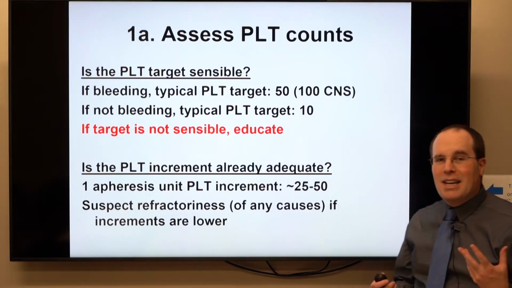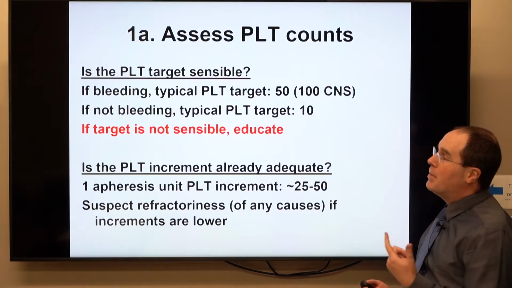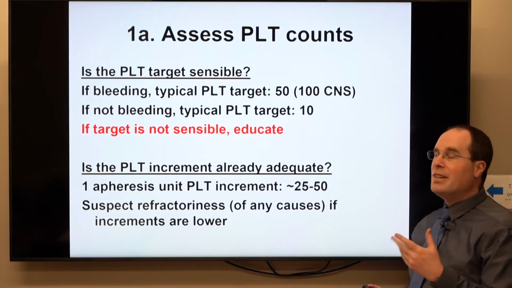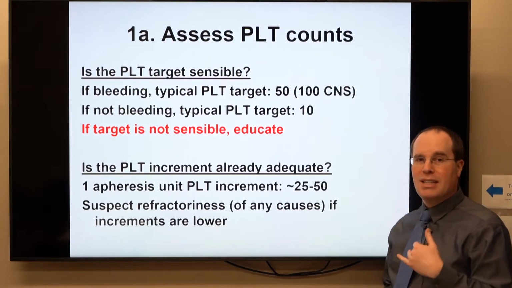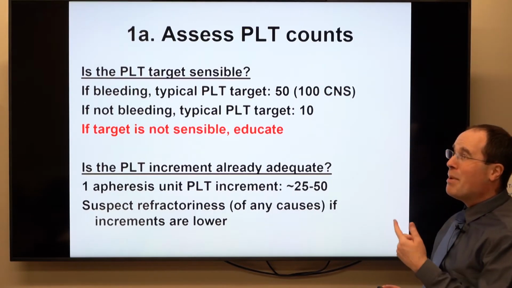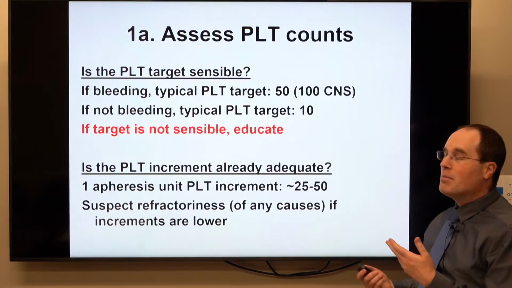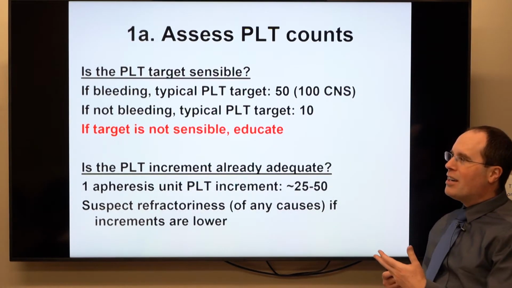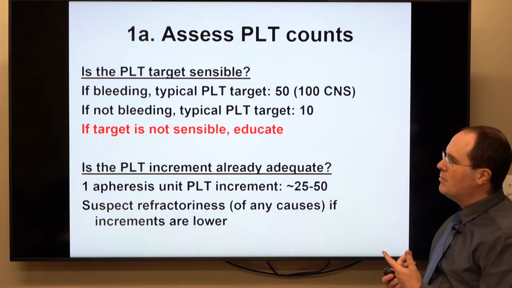So some of the things I think about are: number 1, is the platelet target sensible? Meaning, if the patient's bleeding, typically a platelet target is about 50, or 100 if it's dealing with brain bleeds, eye bleeds, CNS bleeds in general. If the patient's not bleeding, a common platelet target is about 10, sometimes 20, especially in neonates. And if the target is not sensible, then educate the clinician.